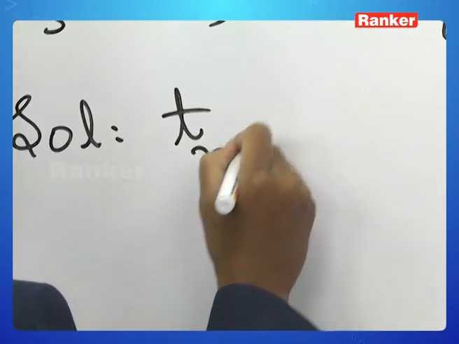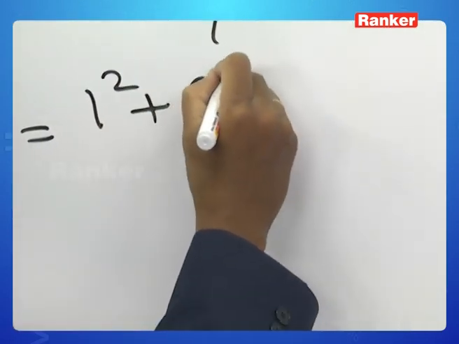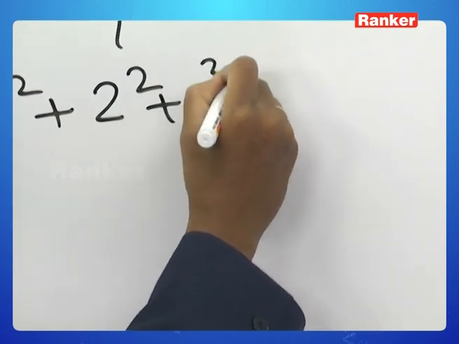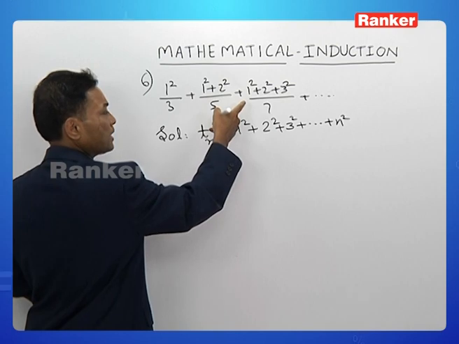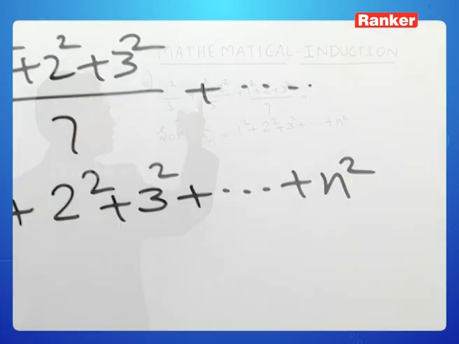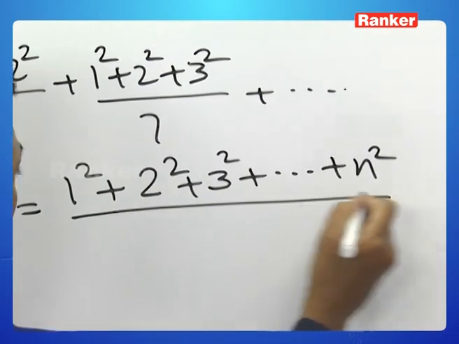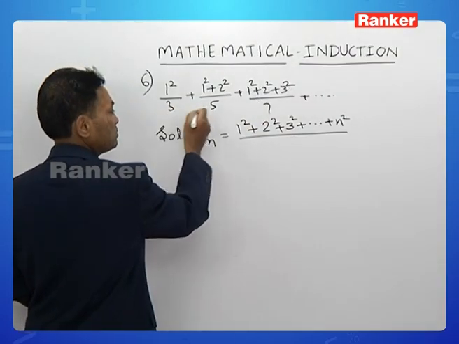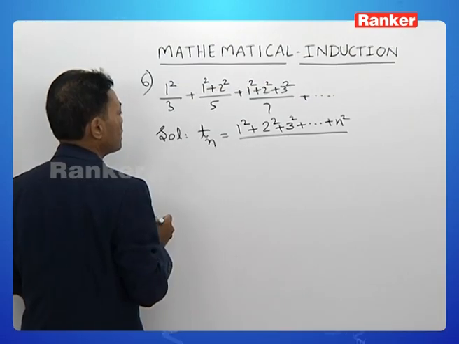Tell me, what is the nth term? Yes, first 1 square, then 2 square, then 3 square, and so on up to n square. Because here the third term contains 1 square, 2 square, 3 square, and the second 1 square, 2 square, so the nth term contains this one by, this is 2n plus 1, this is 2n plus 2, this is 2n plus 3. So, what do we get now?